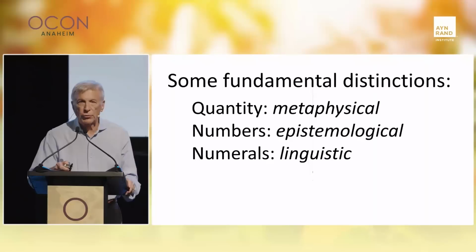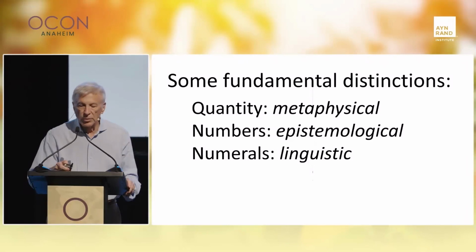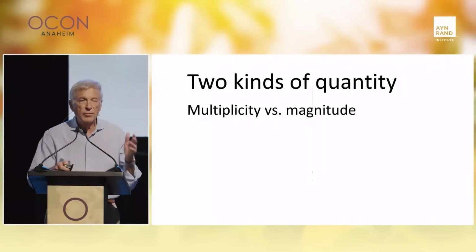Numerals, the symbols for numbers, such as the Arabic 3 or the Roman numeral 3 or the word three or the word drei or the word tres, depending upon your language, those are linguistic entities standing for numbers. Numbers identify the quantity of things. So I think you have to have that in mind.